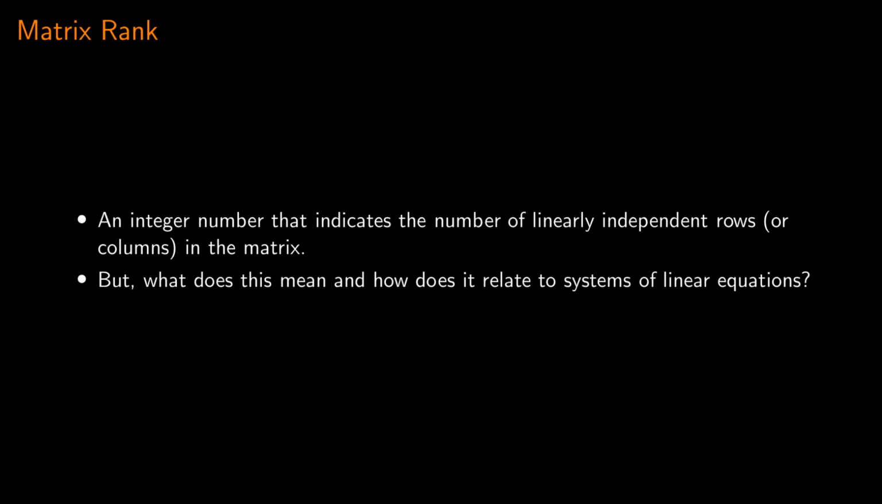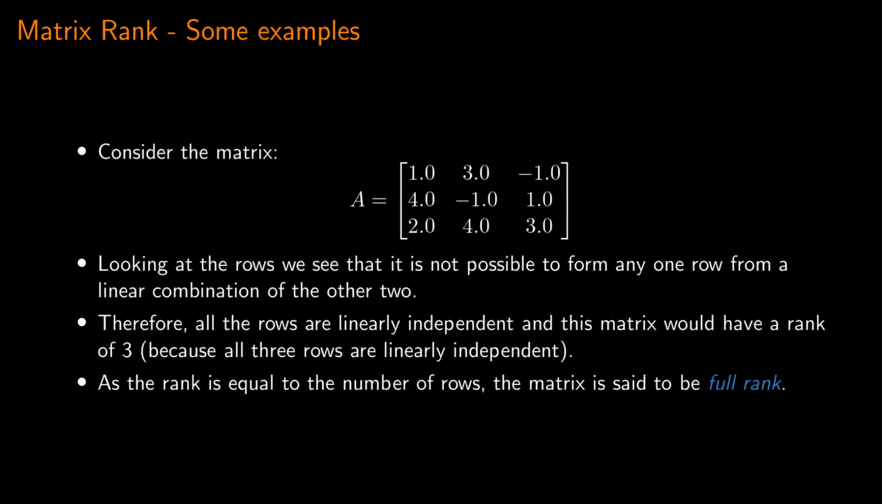Let's have a look at what the matrix rank is and how we can go about computing it. The rank of a matrix is simply an integer number that represents the number of linearly independent rows or columns the matrix has. But what does this actually mean, and how does this relate to solving systems of linear equations? Let's have a look at an example.